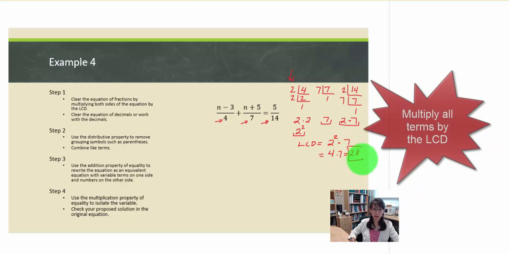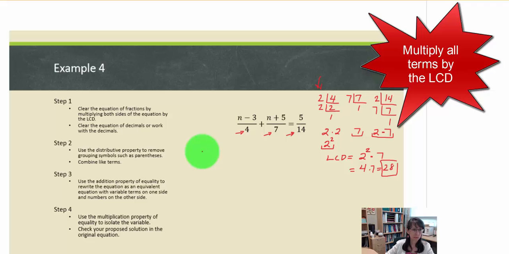So the way we're going to use 28 is multiply every term by 28. So I'm going to have 28 times n minus 3 over 4 plus 28 times n plus 5 over 7 equal to 28 times our last fraction, 5 over 14.